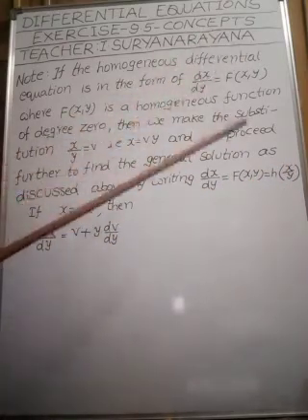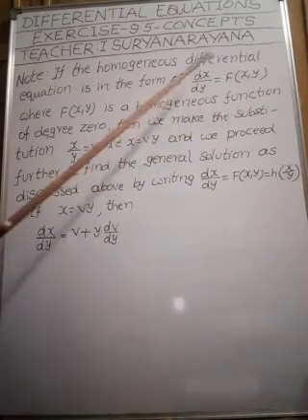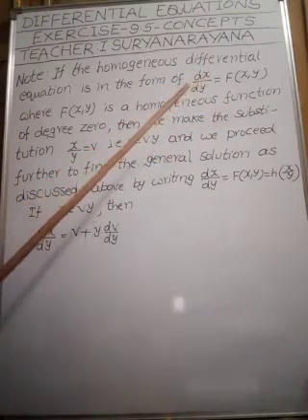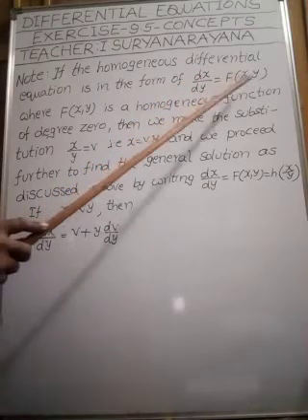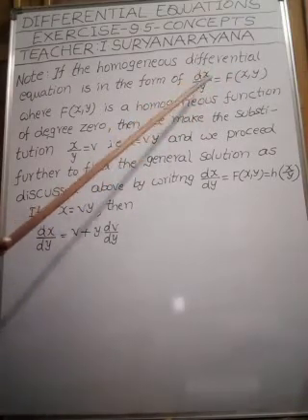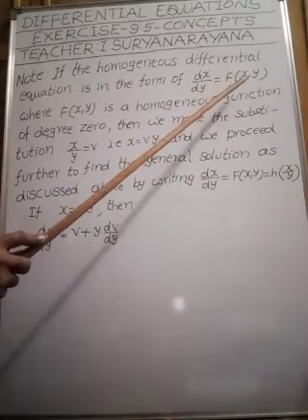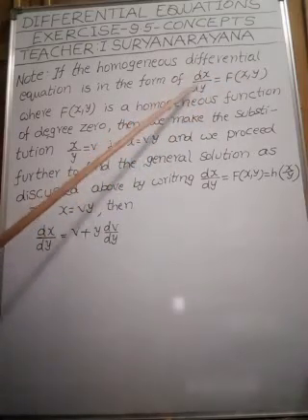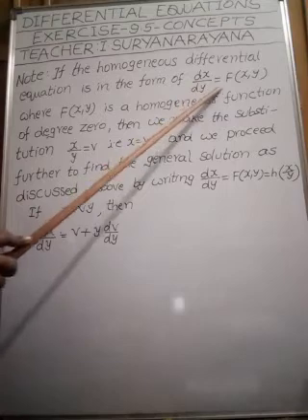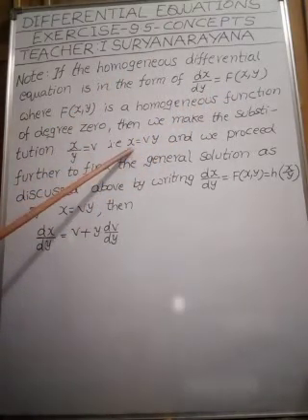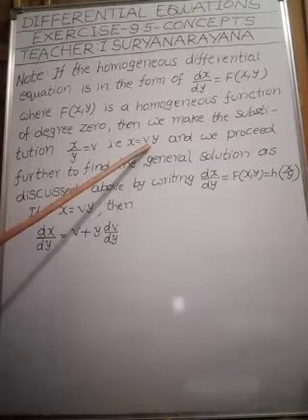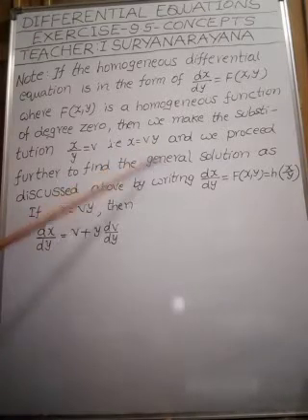Sometimes we have to write the differential equation. The homogeneous differential equation will be in this form: dx by dy is equal to f of x comma y, not dy by dx is equal to f of x comma y. Sometimes the homogeneous differential equation will be in this form. In this case, we have to make the substitution x is equal to vy and we proceed.